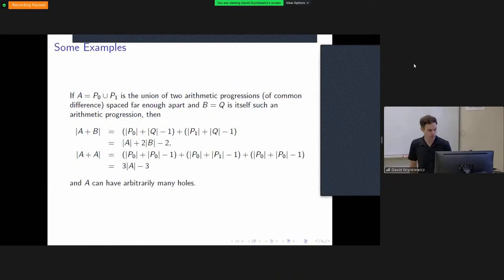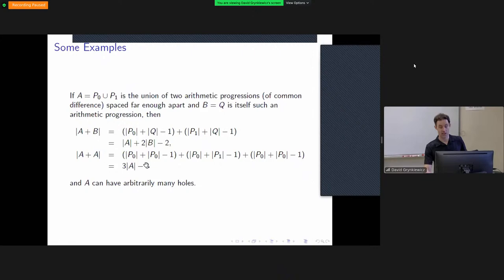As I said, they're tight. Here's an example showing why those bounds are tight. There are, of course, two bounds in the theorem. One is the hypothesis, which is saying that you can't go beyond 3k minus 4. So over here, if we just took A to be a union of two arithmetic progressions, with difference 1, spaced really far apart, and then added A to itself, we would do a short little calculation. It would be exactly 3 times the cardinality of A minus 3.